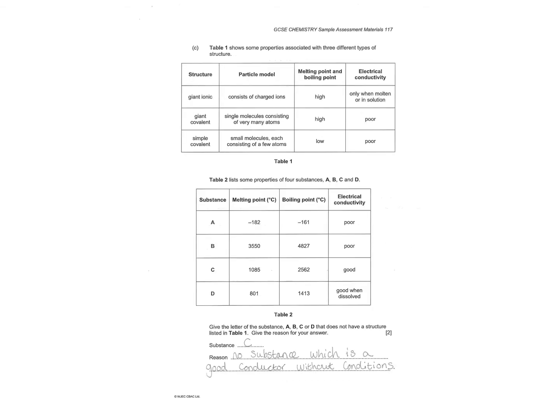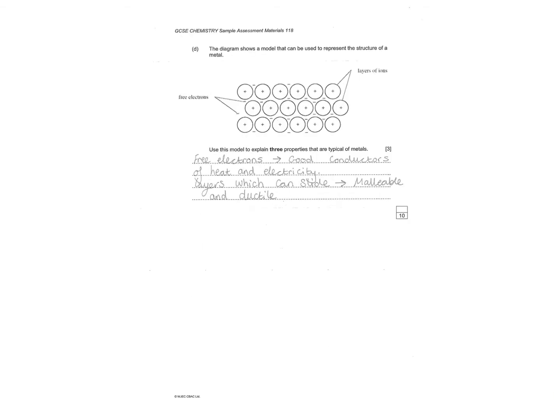Loads and loads of information here, and they ask you to pick from the substances A, B, C or D which one is not listed up here. It's C because none of these are just a good electrical conductor. Ionic bonds can conduct electricity when molten or dissolved, but not all the time. Then it asks you to explain free electrons, stuff like that. The bonding in metals. So metals have free electrons, which are good conductors of electricity and heat. They also have layers which can slide, making them malleable and ductile.